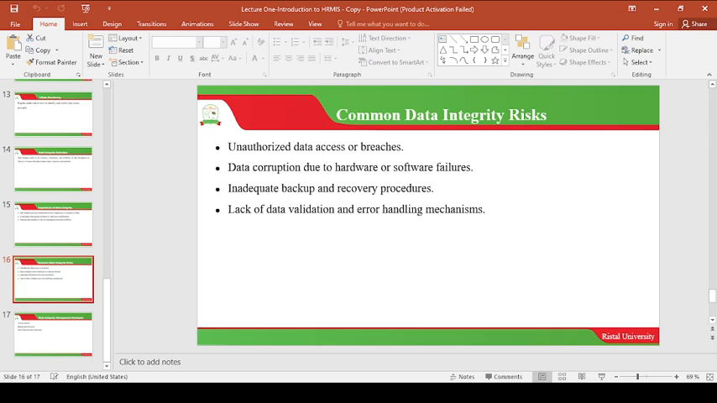Now let us look at common data integrity risks. What are the risks involved in data integrity? One is unauthorized data access or breaches. This is when people access data when they are not supposed to access it. Then data corruption due to hardware or software failures. This could be when you are using outdated software or hardware, or even your computer has a virus that will also affect the integrity of the data.